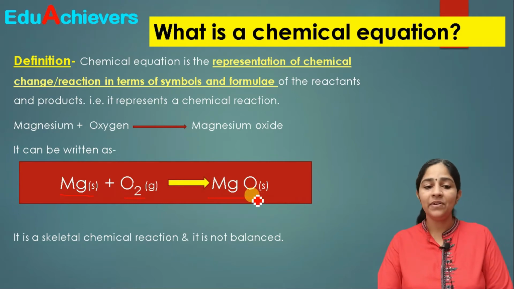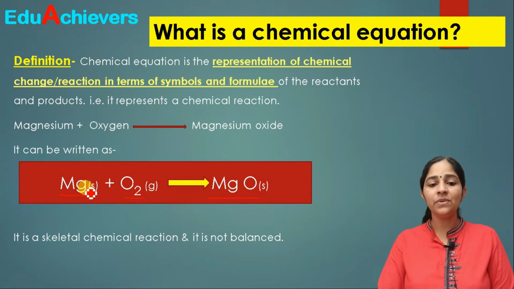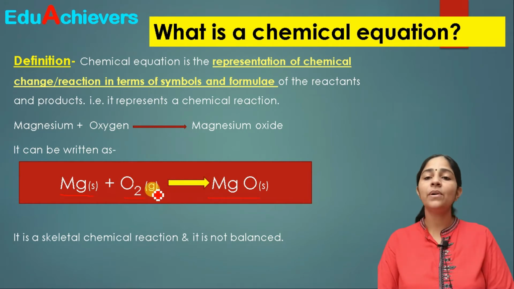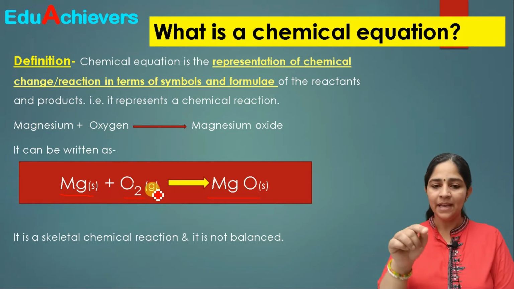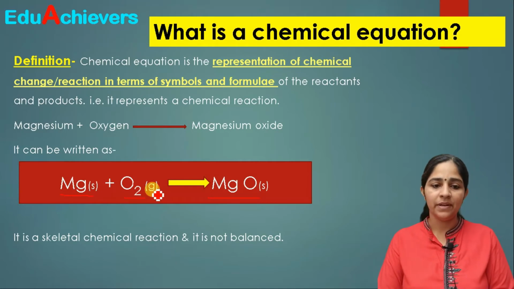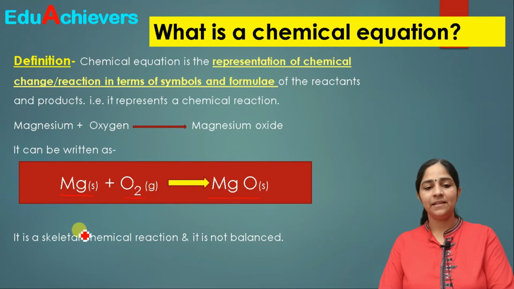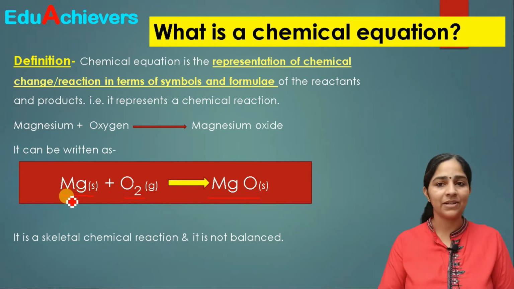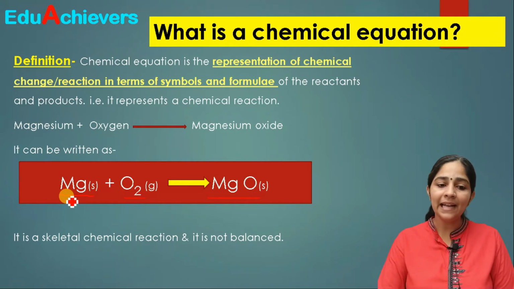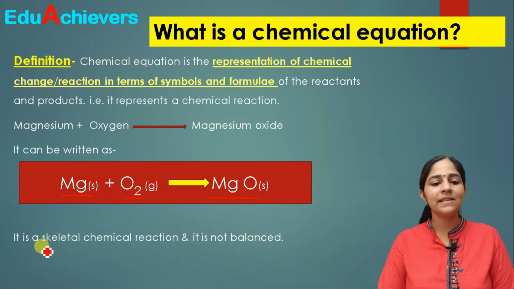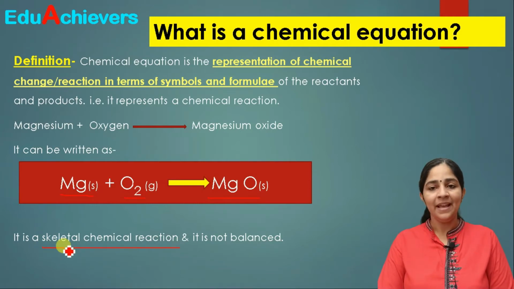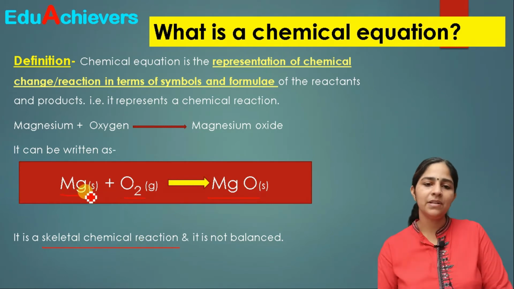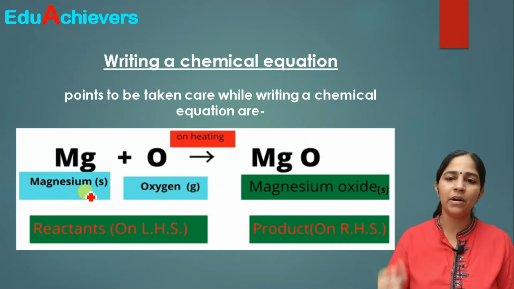You can see here that I have written magnesium is a solid substance which is being used, oxygen is a gas which is being used from the atmosphere, and magnesium oxide, the solid ash which is formed, is also a solid formed, correct? Now remember, this is a simple symbolic representation of that chemical change or chemical reaction. This is called a skeletal chemical equation. This is not balanced. Now let's talk further about the chemical reaction, how it is represented, then we'll talk about balancing.